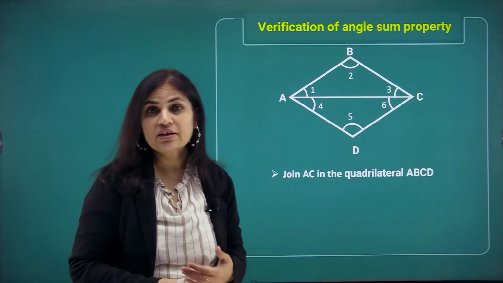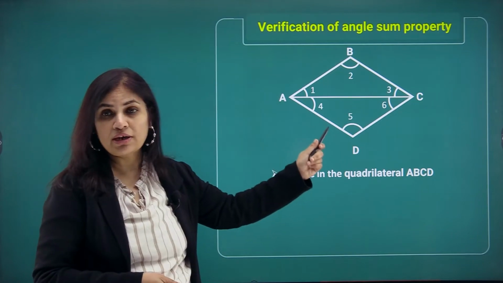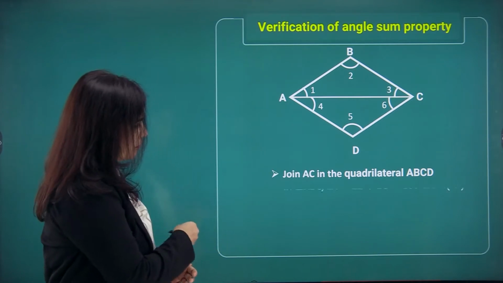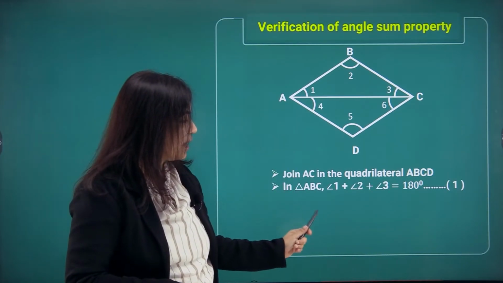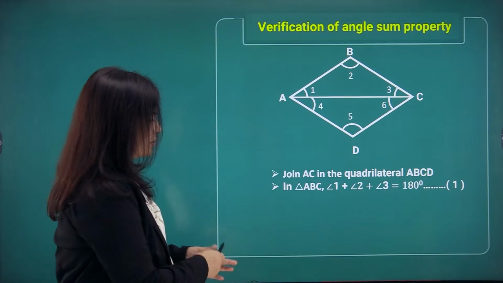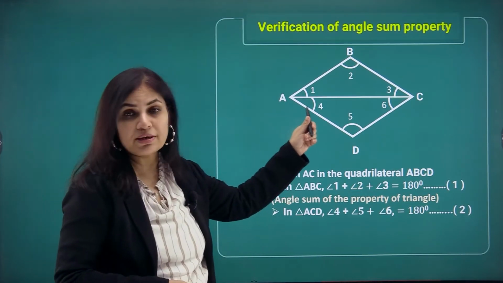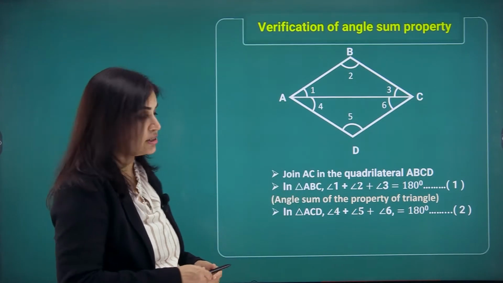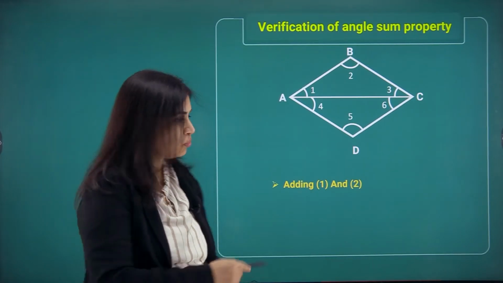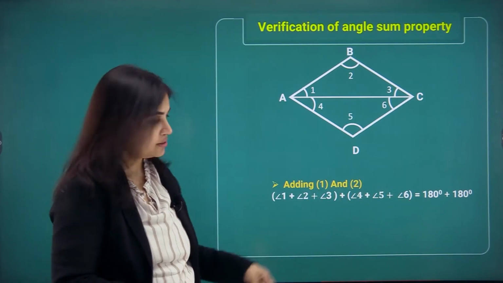So, verifying it in a proper way, how do we verify or prove it? We have to start with joining A and C, that means drawing the diagonal AC. In triangle ABC, angle 1 plus angle 2 plus angle 3 is 180 degrees owing to the angle sum property of a triangle. And in triangle ACD, angle 4 plus angle 5 plus angle 6 is also 180 degrees owing to the angle sum property of a triangle. Adding 1 and 2, what do we get? The sum of all angles equal to 360 degrees.